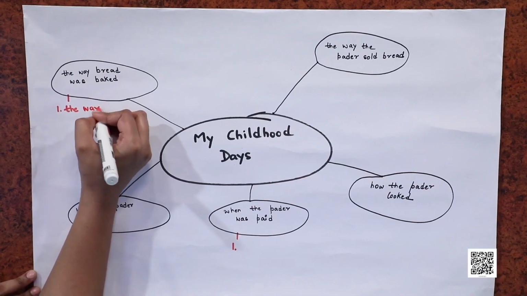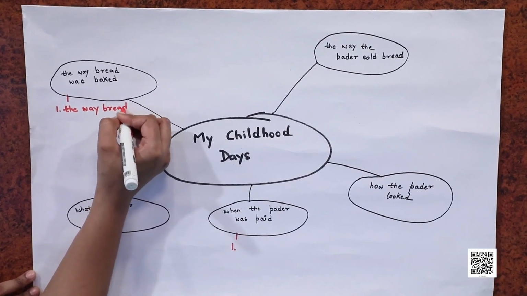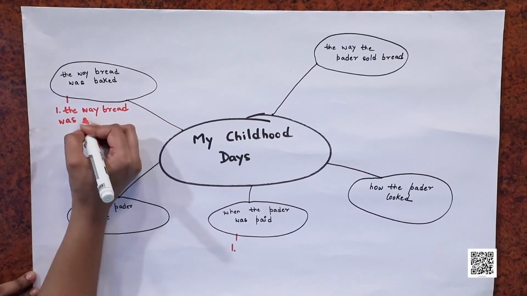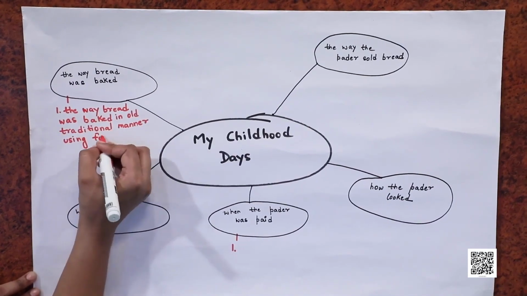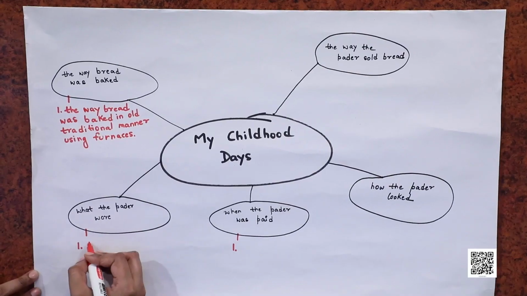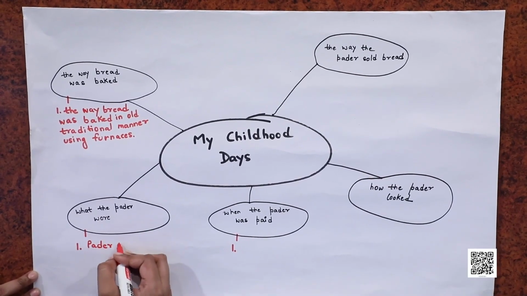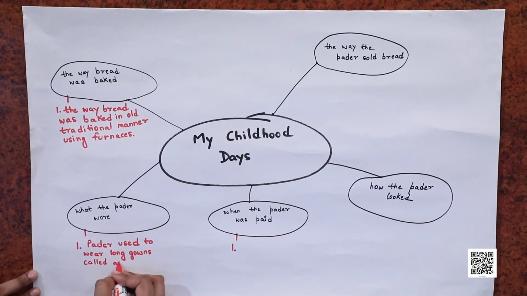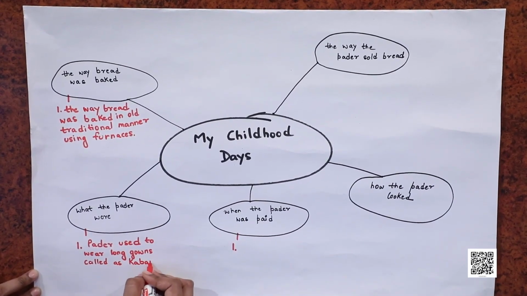So, the way bread was baked. What have you written? Sir, I will write that it was made in the old traditional way, in furnaces. Yes. Then what did the baker wear? The baker wore long dresses which were called kabai. Kabai. Yes, so, sir, two pointers we have got.